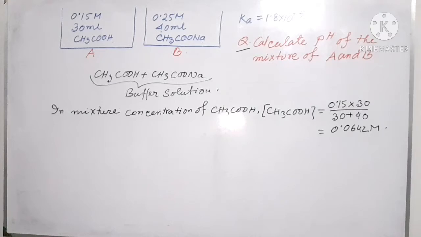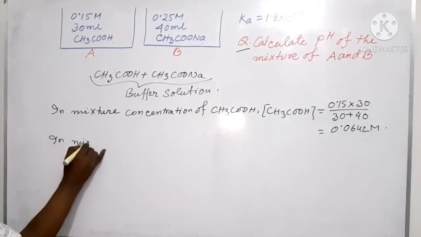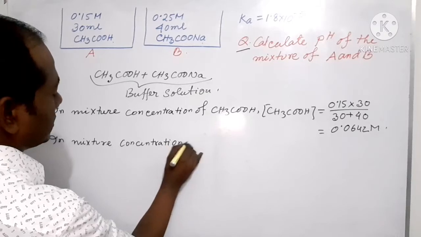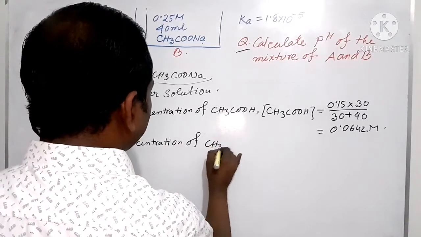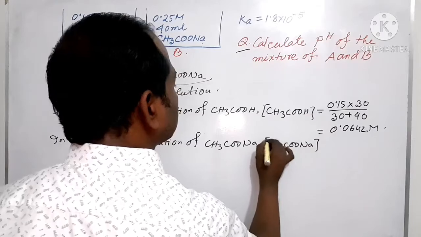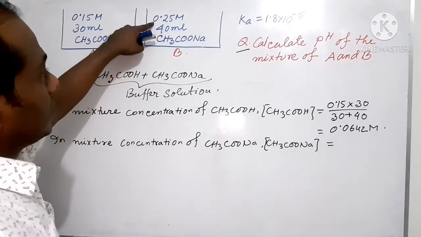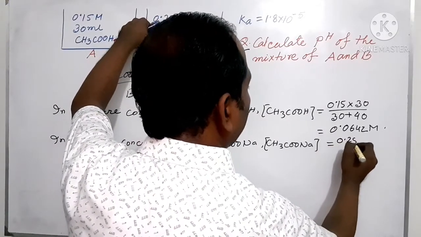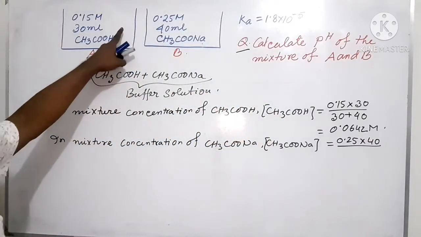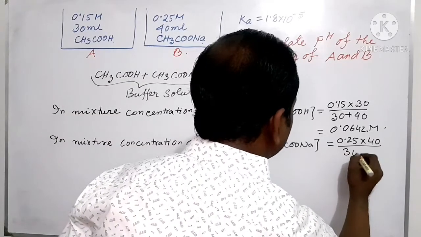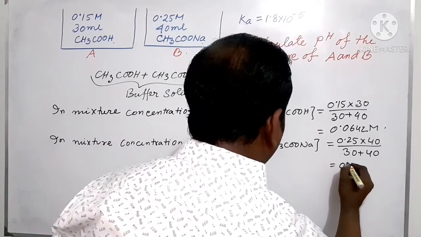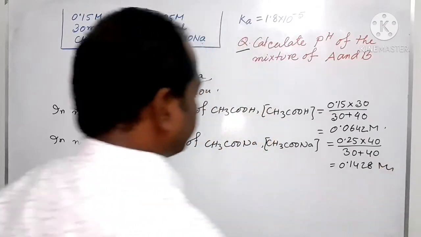molar. And in the mixture, the concentration of sodium acetate, CH3COONa in brackets, is the concentration of sodium acetate, that is 0.25 into the volume of sodium acetate, that is 40, divided by the total volume of the mixture, that is 30 plus 40. And here we get the value 0.1428 molar.